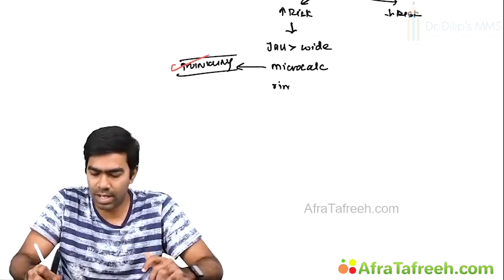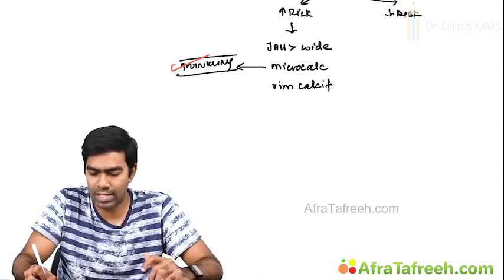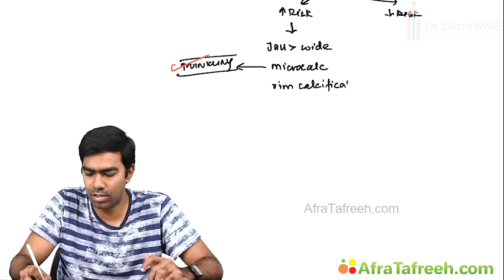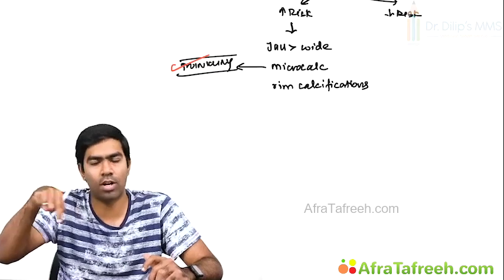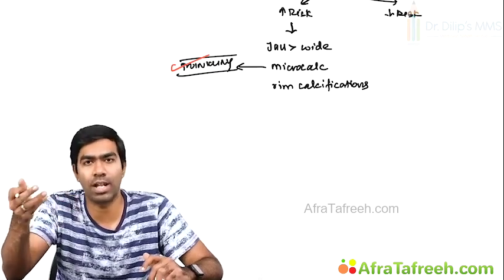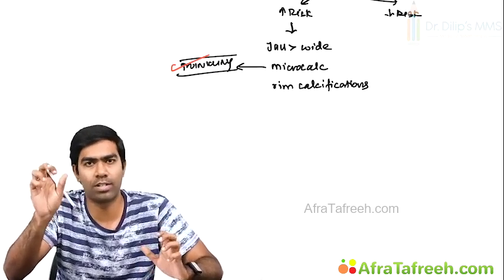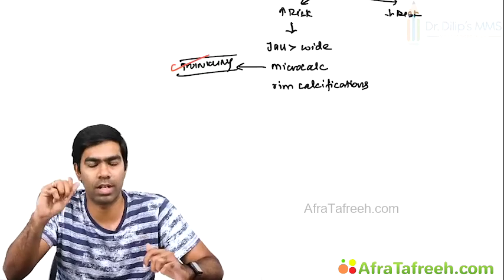And if they have rim calcifications, or if they tell you calcification that is present on the corner, on the side, or extrusion through calcification. So all these words are very important. Again, it's going to tell you it's a malignancy.